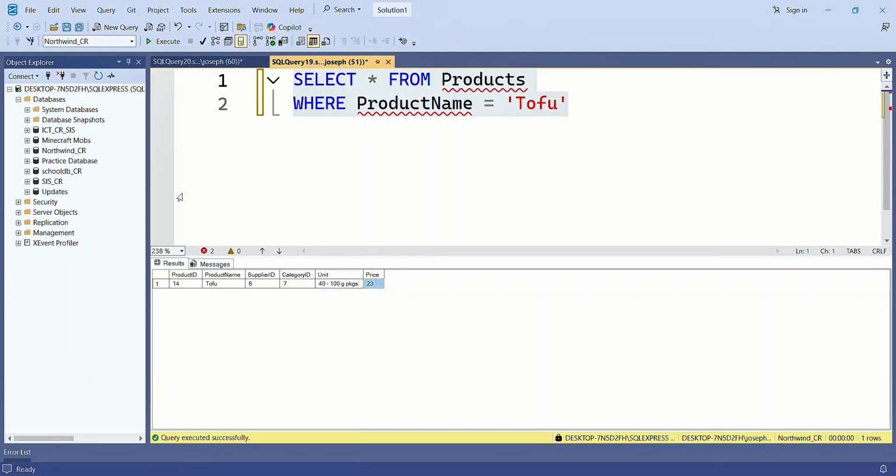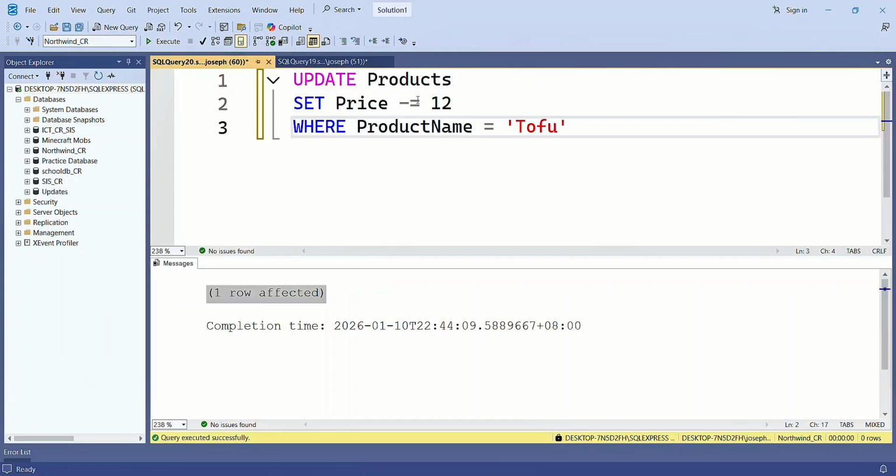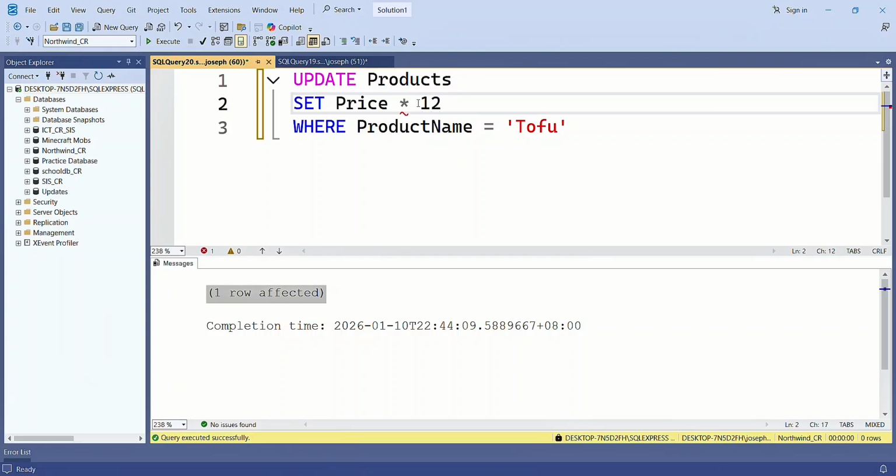The next compound operator we're going to use is multiply equals. This basically multiplies the existing value. Let us go back to our query from before and replace this with an asterisk equals. Now what we want here is our tofu's price to be 2 times its original value. Now let us hit execute and see what happens. As you can see, one row affected.